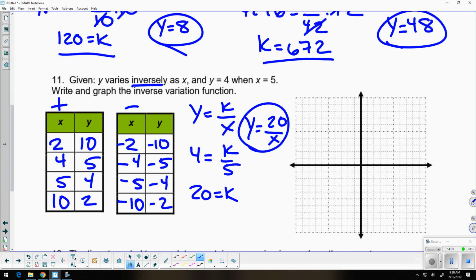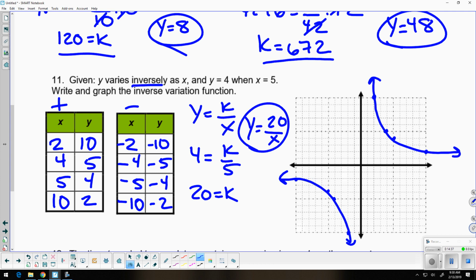So here's what the graph looks like. This is kind of a preview as to the rest of the graphing that we're going to do throughout this unit. So graphing out these points now, going over 2, going up, 10 should be up here at the top, then over 4 up 5, over 5 up 4, over 10 up 2. So here's kind of the first piece. Okay, the second one, if we graph this, so -2, -10, -4, -5, -5, -4, -10, -2. Here's the second piece.